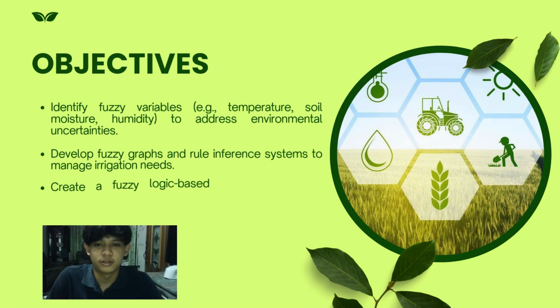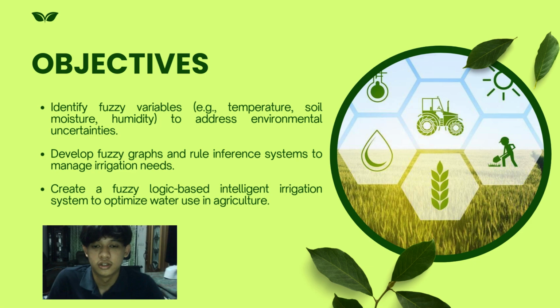Okay, next I will explain the objectives of this project. The first objective is we want to identify the fuzzy variables, for example temperature, soil moisture and humidity level, to address the environmental uncertainties. The second one is we want to develop a fuzzy graph and rule inference system to manage the irrigation needs. Last but not least, we want to create a fuzzy logic based intelligent irrigation system to optimize the water use in the agriculture industry.